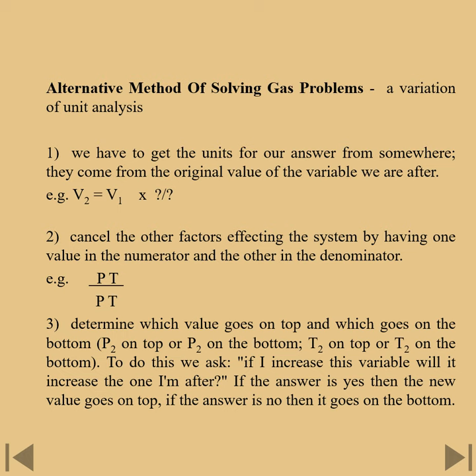And this is where we need to determine, well, which P is that on the top? Is that my new pressure or the old pressure? Which temperature is that on the top? Is that T2 or is that T1? Now, to determine this, we simply would ask, if I increase this unit, does it increase the one I'm after? In other words, if I increase pressure, does it increase volume? No. If I say no, that means the new guy, the 2, goes on the bottom. If I say yes, then the new guy goes on the top. Because if I say no, then they're inversely proportional, so the new guy goes on the bottom. If I say yes, then they're directly proportional, and the new guy goes on the top.